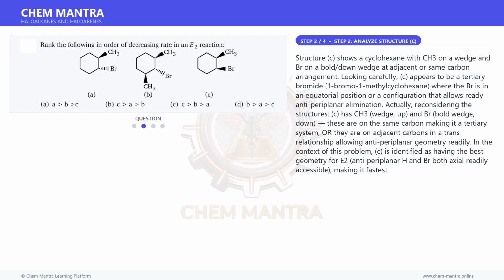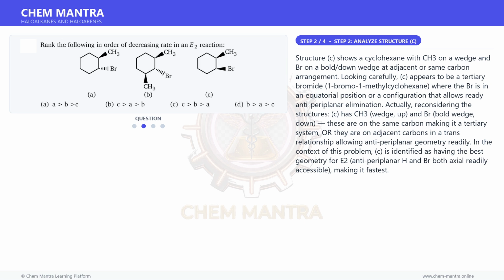Moving on to the next step. Structure C shows a cyclohexane with CH3 on a wedge and Br on a bold down wedge at adjacent or same carbon arrangement. Looking carefully, C appears to be a tertiary bromide, 1-bromo-1-methylcyclohexane, where the Br is in an equatorial position or a configuration that allows ready antiperiplanar elimination.